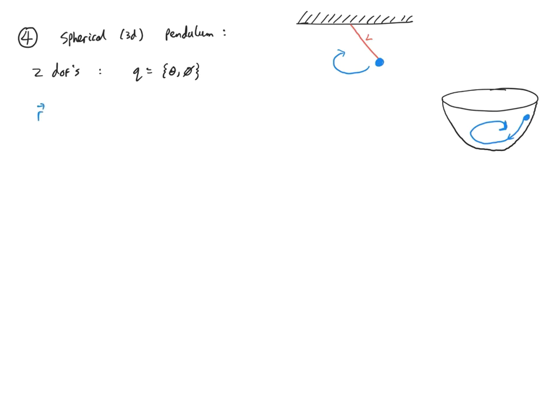So first of all, let's define our position vector r of the particle. It's going to be a length L away from the pivot, and in spherical polar coordinates, this is a result you can simply look up.